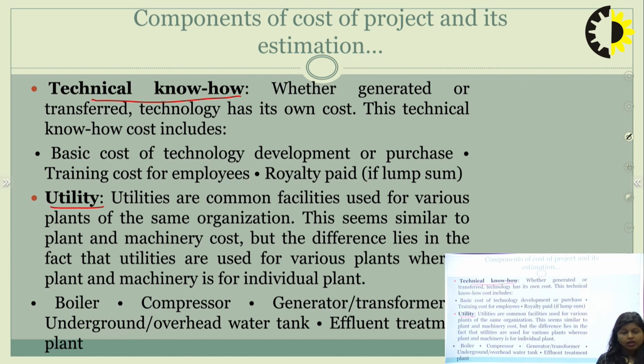Okay, so we developed one plant with its machinery, but it may be possible in your organization that you have a number of plants. Some facilities can be used by more than one plant, like the boiler, compressor, generator, transformer, underground and overhead water tank, and effluent treatment plant. These come under the utilities, and we also need to find out the costs incurred in the development of these utilities, because these are also important.